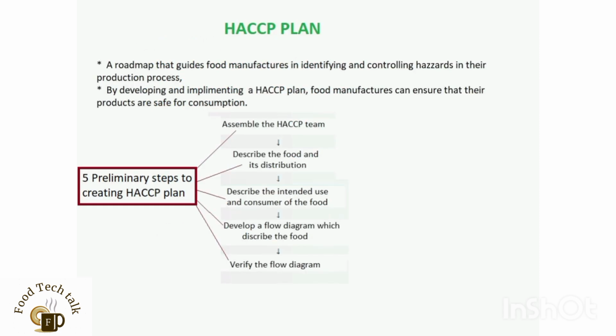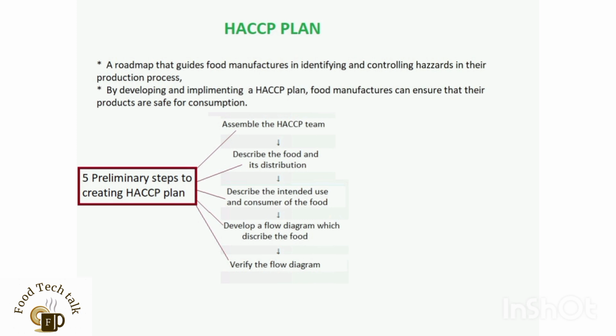Next is the HACCP plan, a roadmap that guides food manufacturers in identifying and controlling hazards in their production process. By developing and implementing a HACCP plan, food manufacturers can ensure that their products are safe for consumption.